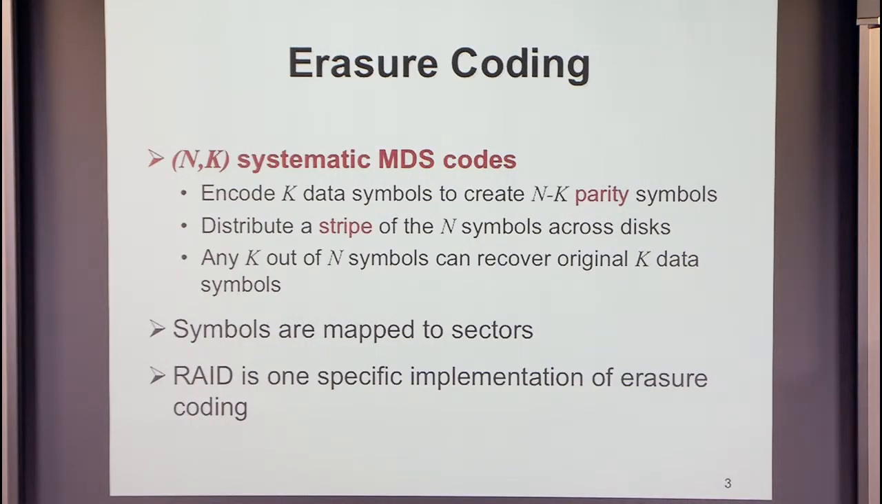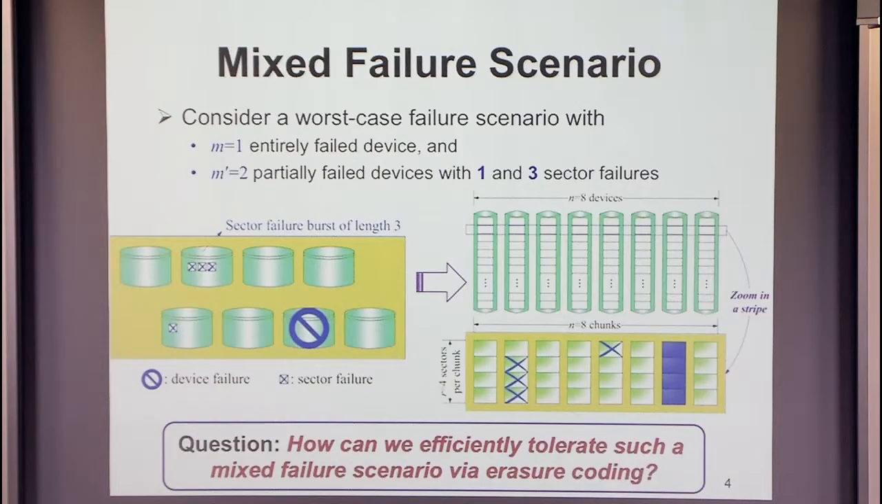You can think of a symbol as one byte, but typically when we apply this to disk arrays, it is mapped to disk sectors. The size could be like 512 bytes or maybe some kilobytes. We encode each symbol repeatedly, so you can think of the symbol as directly mapped to sectors. RAID is just one specific implementation of erasure coding. For example, with RAID 5 you can tolerate one disk failure, and with RAID 6 you can tolerate two disk failures. The question is, given that the disk array will be subject to disk failures and sector failures, how do we apply erasure coding in this scenario?